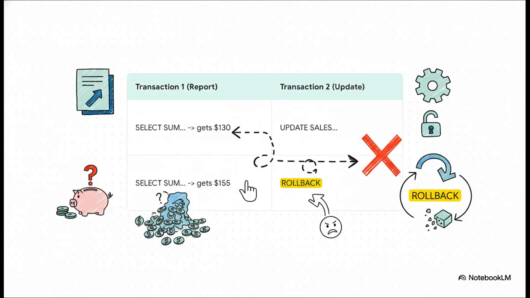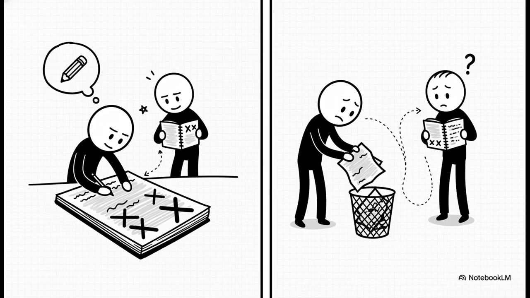So check this out. This is a classic dirty read. On the left, transaction 1 is just trying to run a simple sales report. Partway through, transaction 2 over on the right updates a sales number. Transaction 1 sees that new shiny number and calculates a total of 155. But then, oops, transaction 2 fails and has to roll back. That update never actually happened. But it's too late. Transaction 1's report is now just wrong because it was based on dirty, uncommitted data. A really simple way to think about it is this.